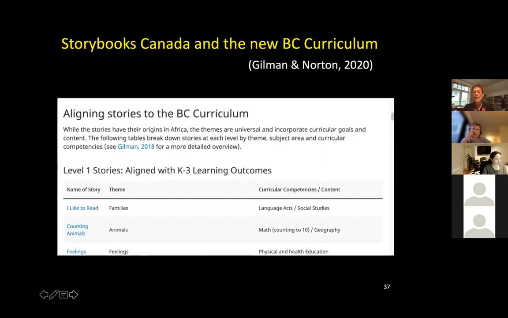We've also looked at Storybooks Canada and the new BC curriculum, and I've published with Michelle Gilman on this topic, because we've also realized that if you want people to take stories seriously and innovation seriously, you do have to link it to curriculum demands.